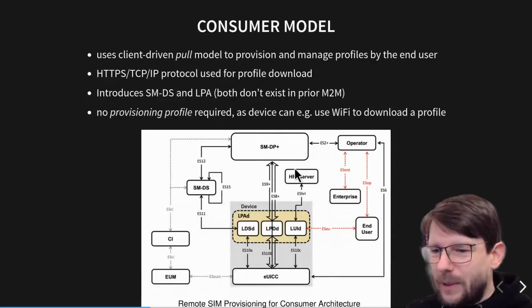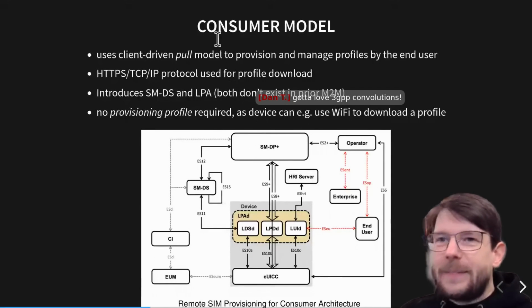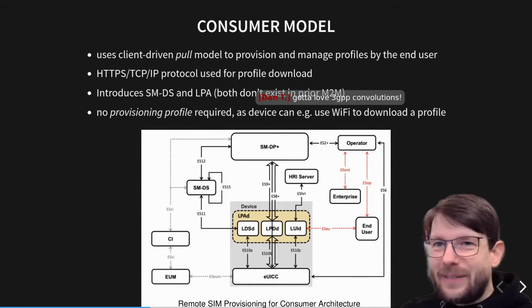So in the consumer model, there is a client-driven pull model. There was a comment that about 3GPP convolutions.